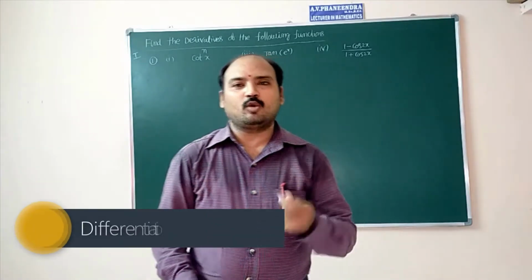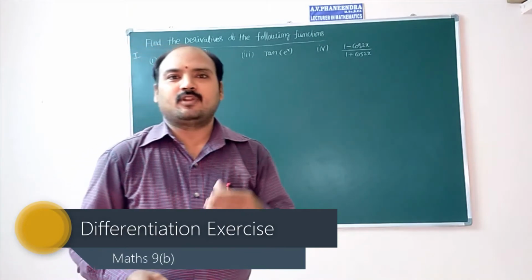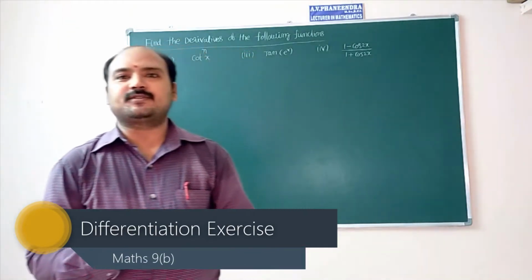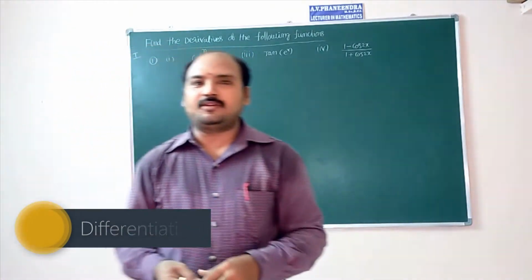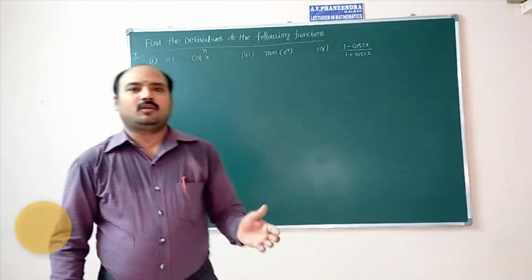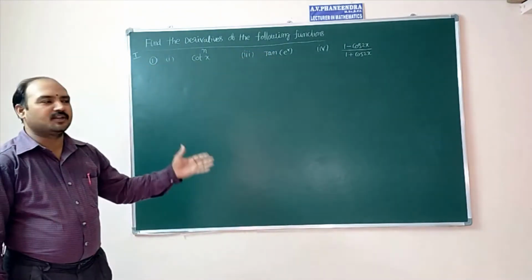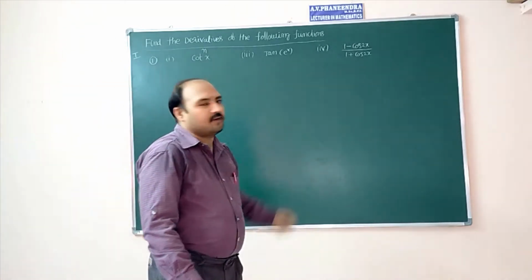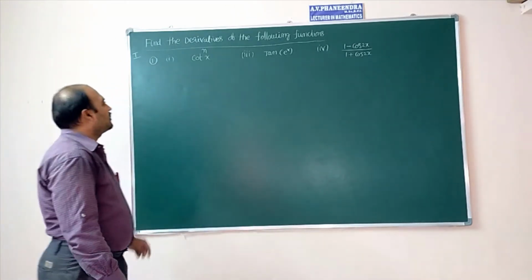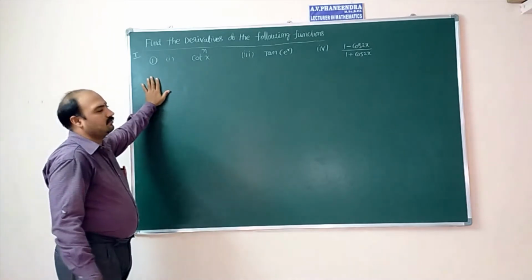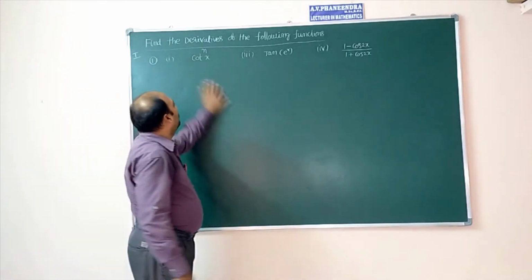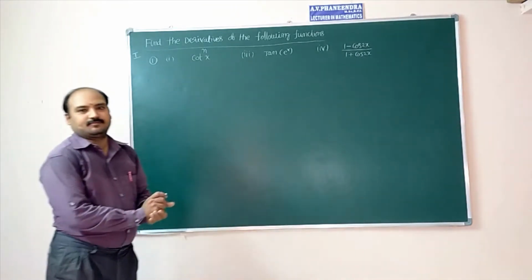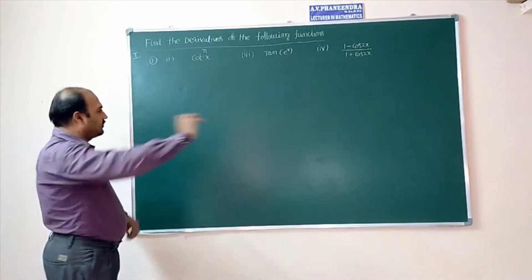In this episode, we are going to discuss the differentiation exercise 9B in intermediate mathematics 1B. This is the previous session continued. Find the derivatives of the following functions. Let us take the first question, Roman letter 1: cot power n x.